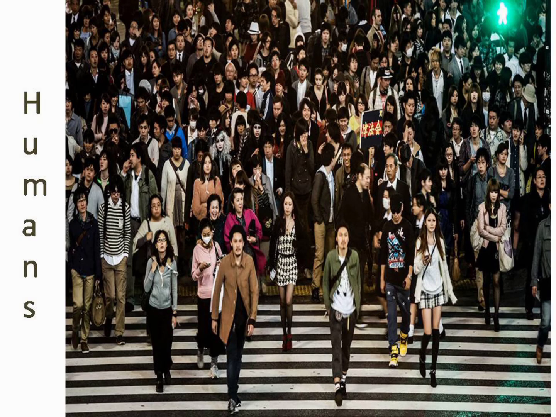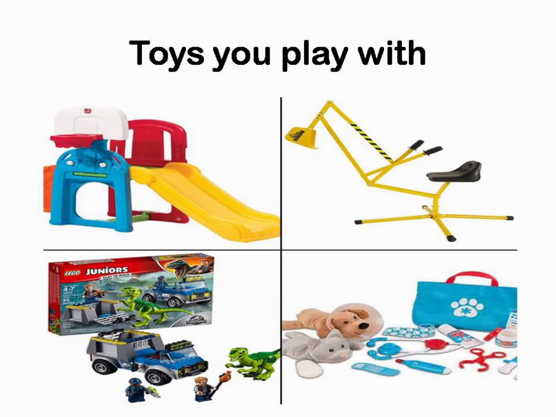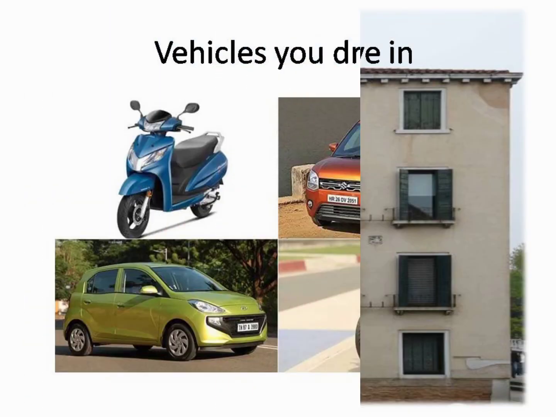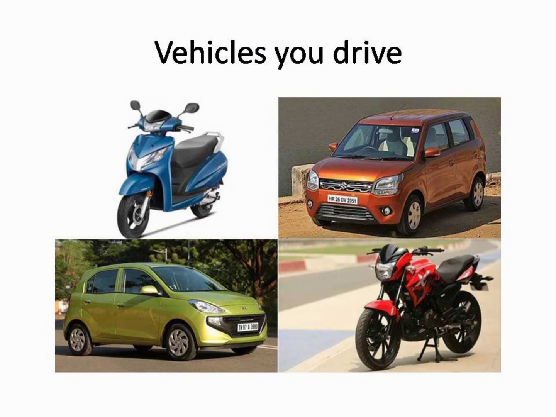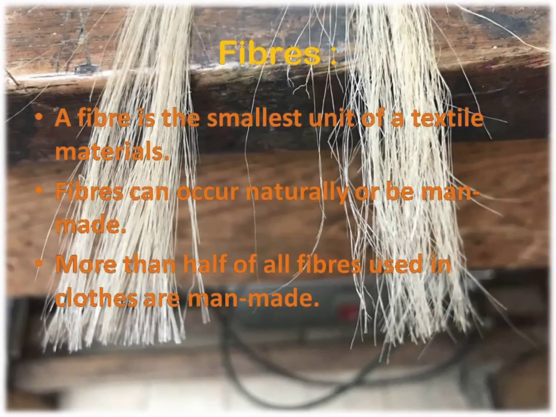Here is our last topic, everyday materials and their properties. We as humans use many different items made from different materials, such as the clothes you wear, the toys you play with, the buildings you live in, the vehicles you drive, and many more. We make things out of materials with the properties that we need for a particular purpose. Let's discuss four of these materials: fiber, ceramics, plastics, and glass.